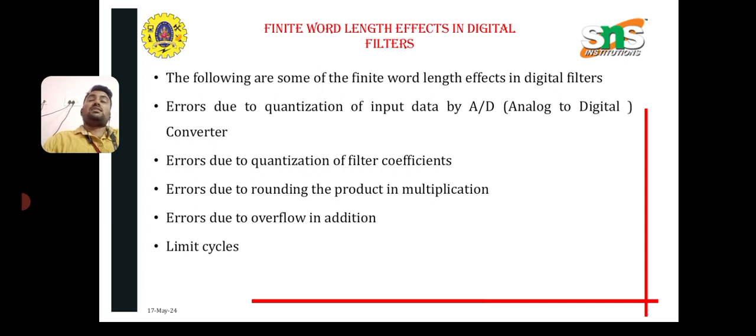The next type is floating point representation. This method uses a scientific notation format with a certain number of bits allocated for the significand and exponent. It provides a wider dynamic range and higher precision for a given number of bits, but is more complex to implement. Finite word length effects are particularly critical in high precision applications such as scientific computing, telecommunication, audio and video processing, and control systems.